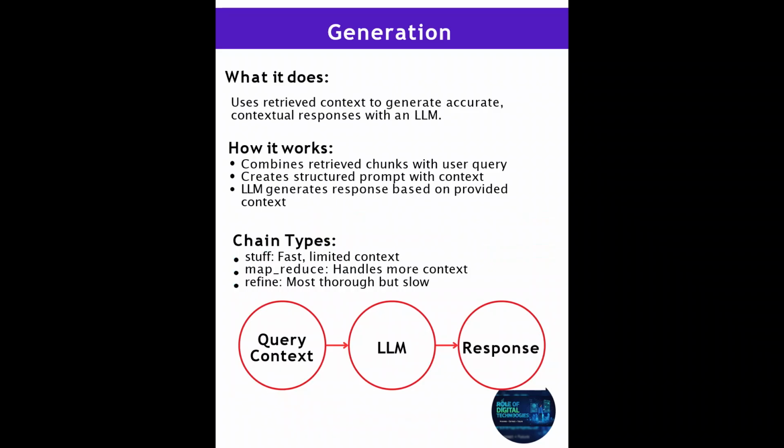Generation. What it does: uses retrieved context to generate an accurate, contextual response with an LLM. How it works: combine retrieved chunks with the user query, create a structured prompt with context, and the LLM generates a response based on the provided context. Chain type: stuff, fast but limited context; map reduce, handles more context; refine, most thorough but slow. How it works: query and context go to the LLM and then the response.